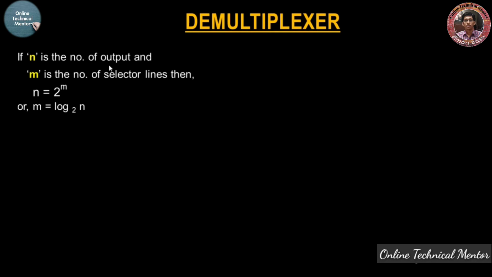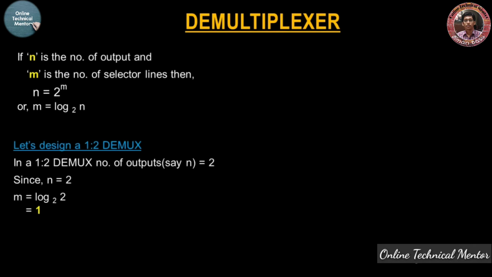Suppose n is the number of output lines in a demultiplexer, and let us consider m is the number of selector lines. So the output and the selector lines are related as n equal to 2 to the power m. Now you can write the number of selector lines m equal to log n with a base 2.